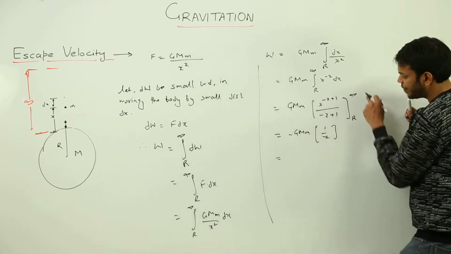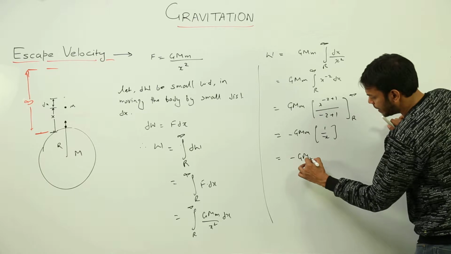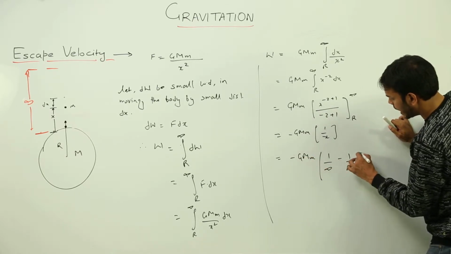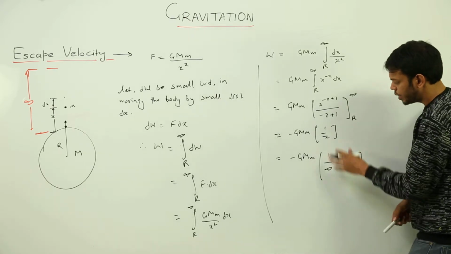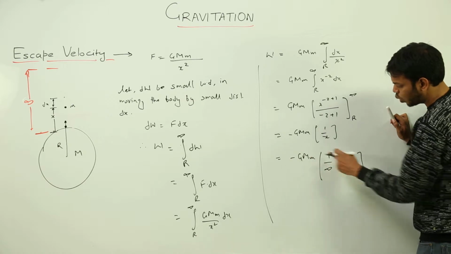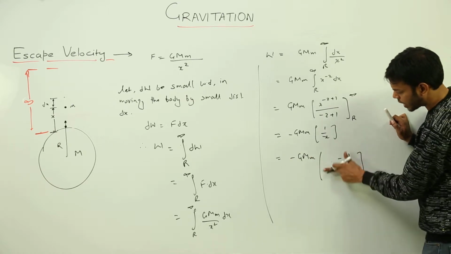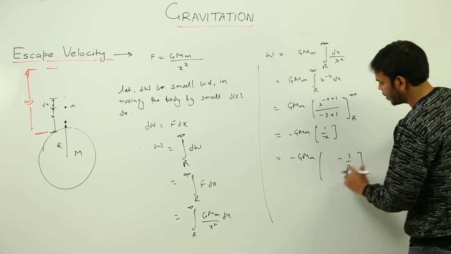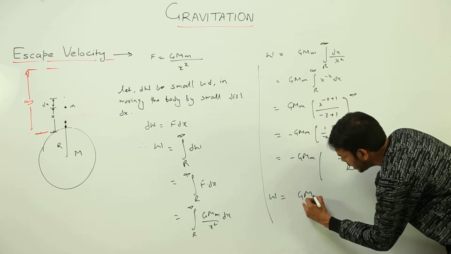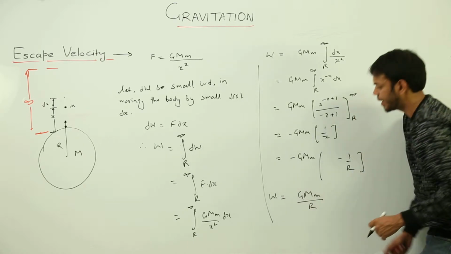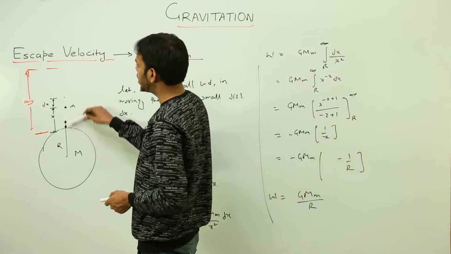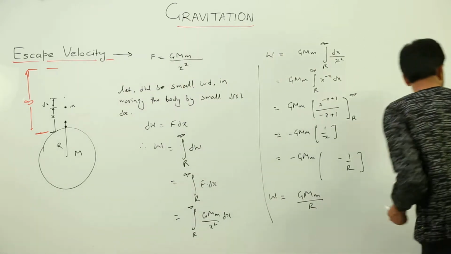Putting the limits infinity and R, how do we solve it? Upper limit minus lower limit: 1 upon infinity minus 1 upon R. After doing this, 1 upon infinity is 0. I'll be left with this whole thing multiplied by minus 1 upon R, right? So this whole thing will become positive, and therefore the total work would be G capital M small m upon R. This is the total work done in taking this body from the surface of Earth to infinite distance.